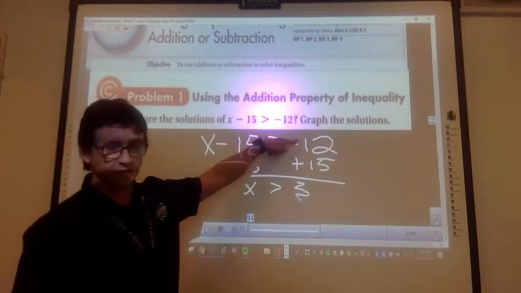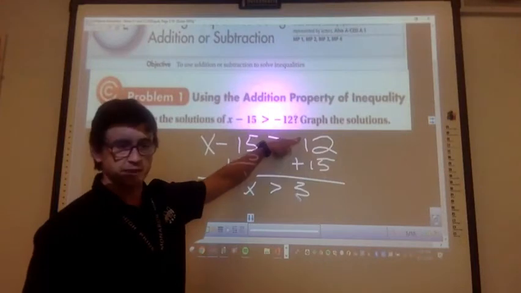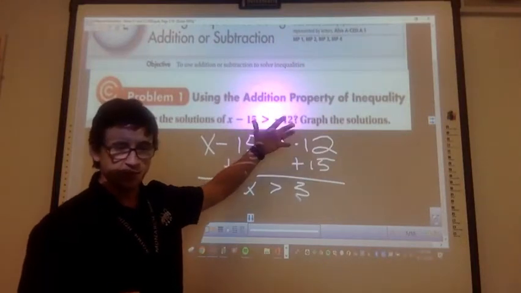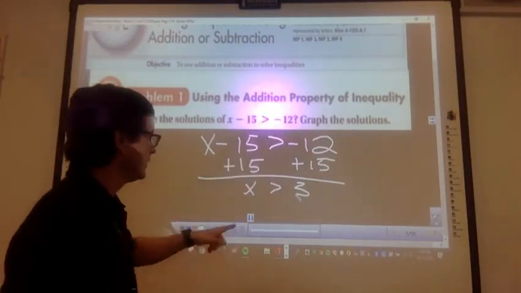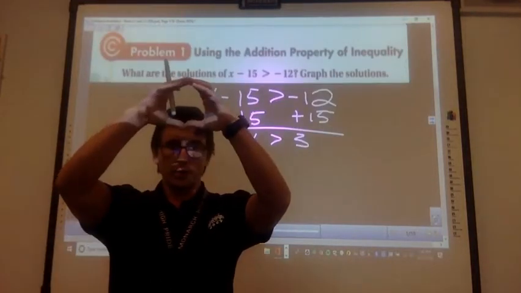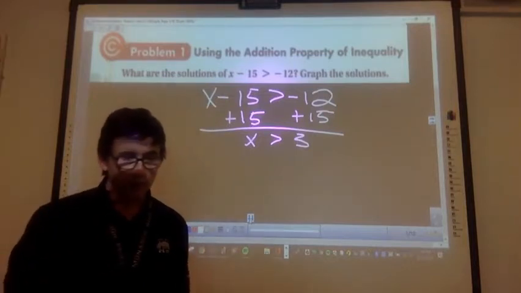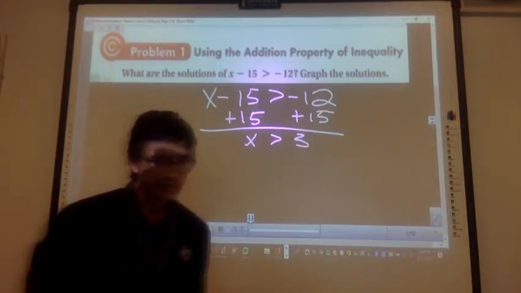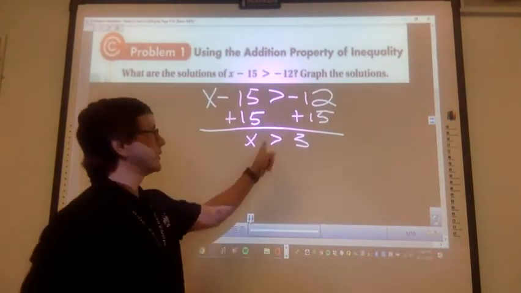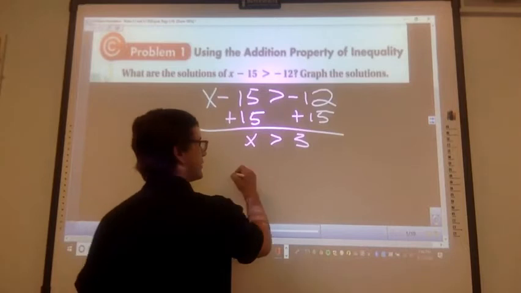So instead of thinking of this like negative 12 plus 15, just think of it like 15 minus 12. It's much easier to think about, I think. So x is greater than 3. Show me with your hands, open or closed dot. Open. Good, good. Because it means numbers greater than 3, not equal to 3, but greater than 3.